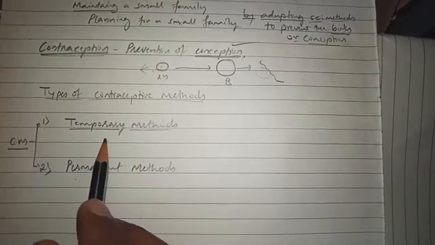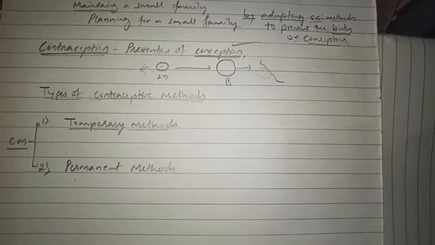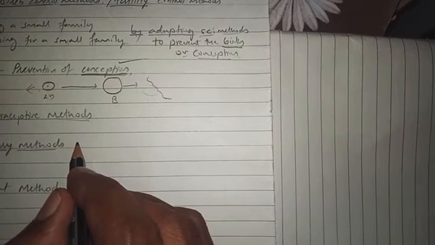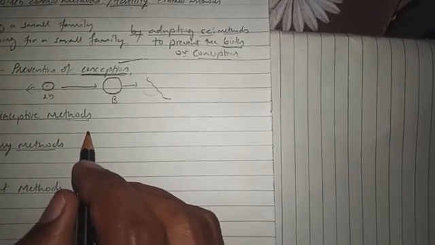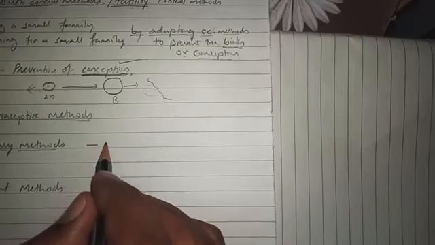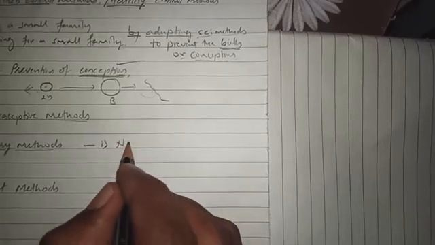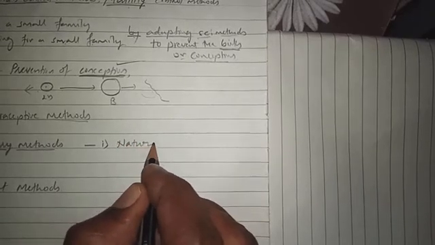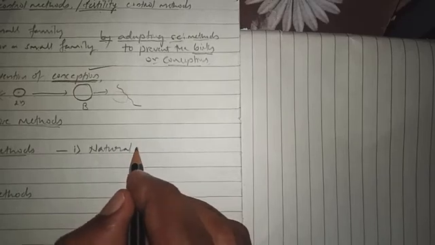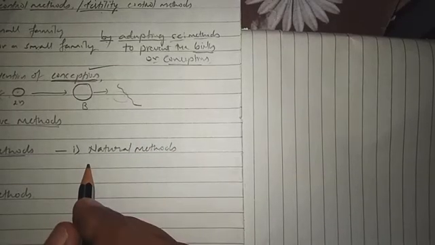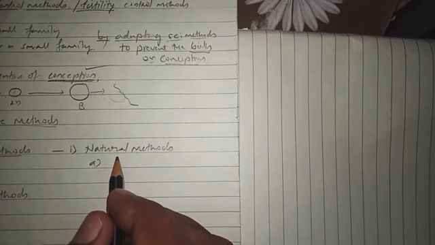Right? So first we go through the types in the temporary methods. In these temporary methods, again types are there. There are 4 types we classified. The first one is natural methods. In these natural methods, again types are there.